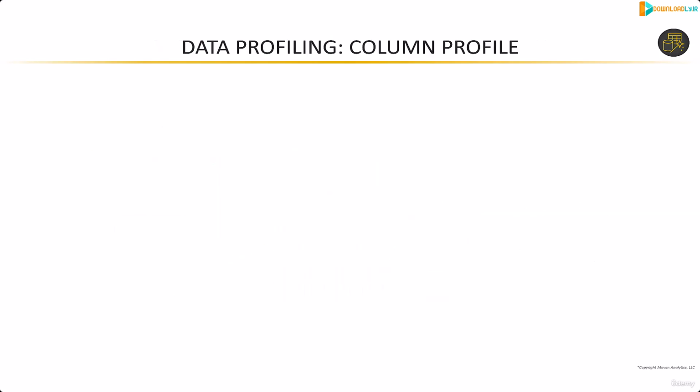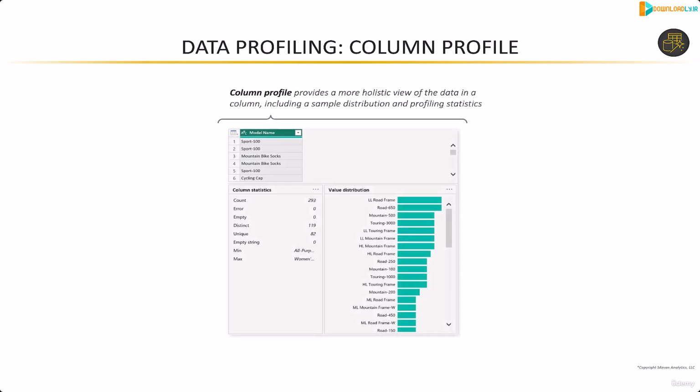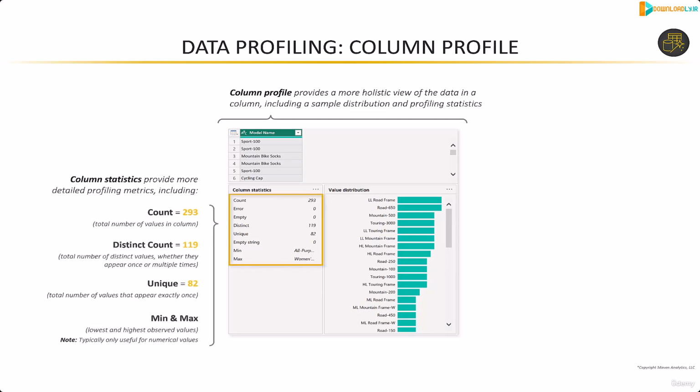Our last data profiling tool is called Column Profile. And this provides a more holistic view of the data within a column by providing a sample distribution of the data along with specific column statistics. So on the bottom left of this view, we have the column statistics view, which provides a bit more detail than just the column distribution view we just reviewed.